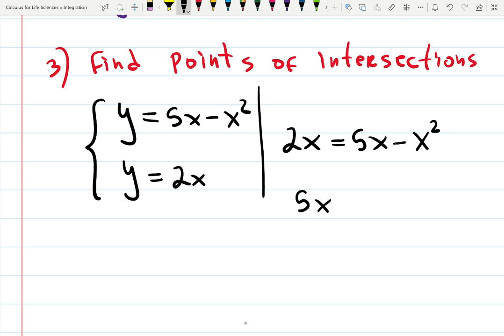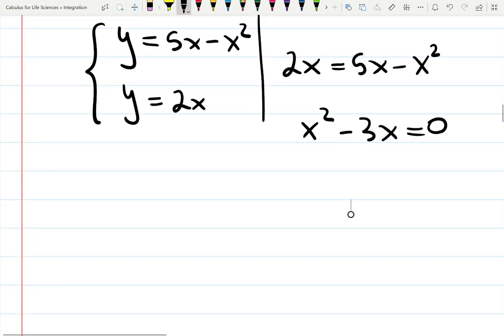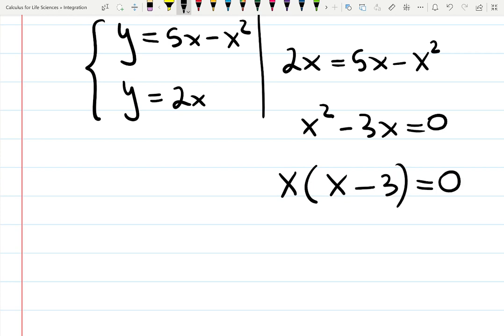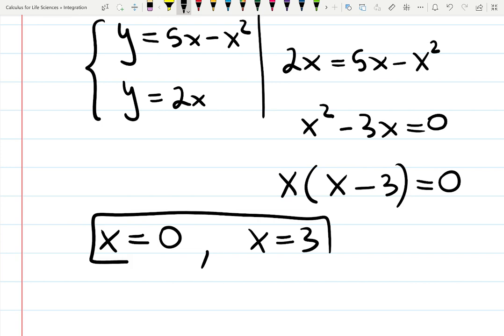It's going to be 5x. Now let's move to the left. Why don't you just subtract 2x from both sides? Yeah, that's what I'm doing. x squared, 2x minus 5x is minus 3x, equals 0. Quadratic equation, you can use the quadratic formula if you want, but in this case it's easier to factor out. x factored out gives you x times (x minus 3) equals 0. And you have two solutions: x is 0 and x equals 3. That's exactly what we needed.